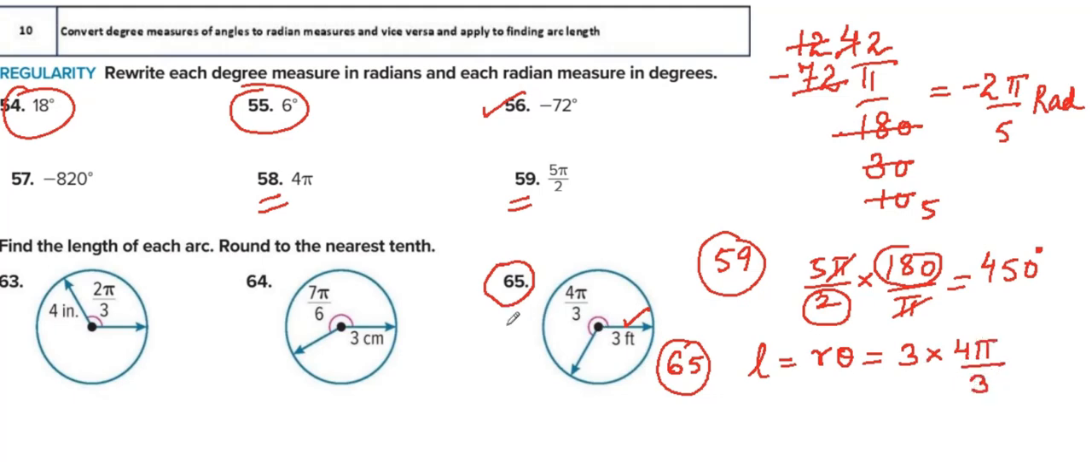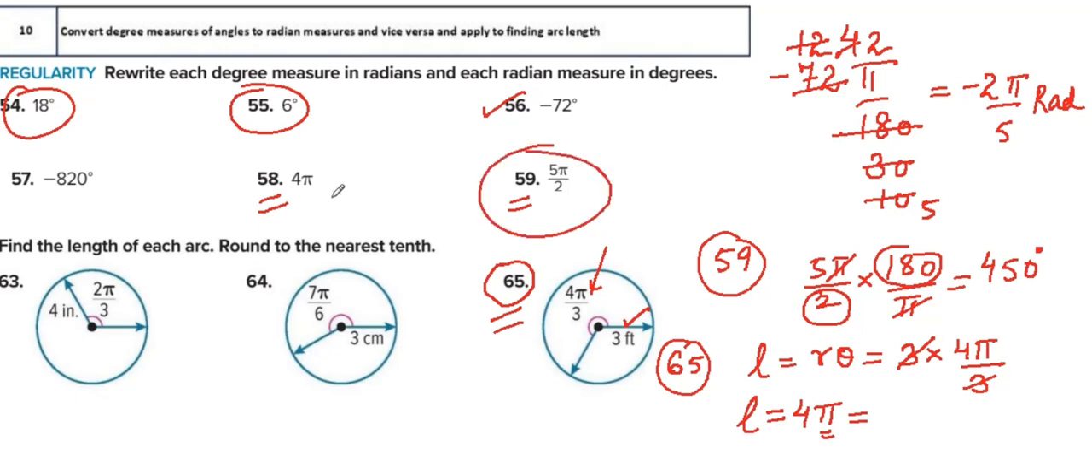Always remember, maybe in the exam they will give you the angle in degrees. If the angle is in degrees, then you have to change it to radians, because this formula is only for radians. So 3 up and 3 down cancel out. So the length of arc is equal to 4 pi. Now you can substitute for pi.